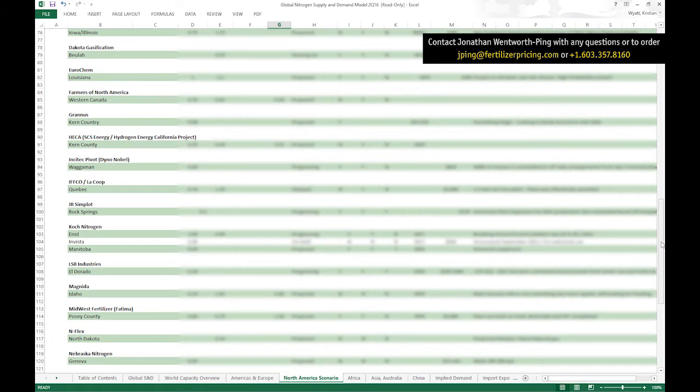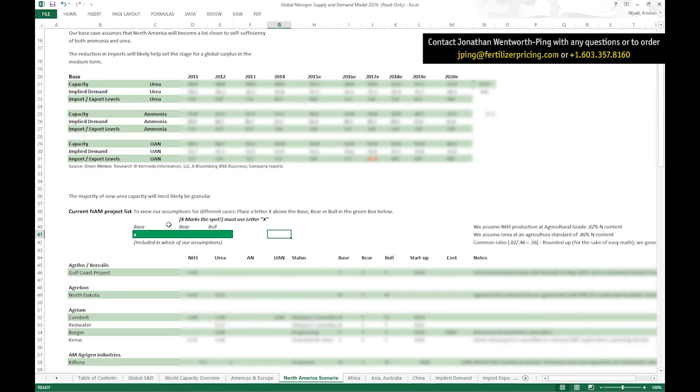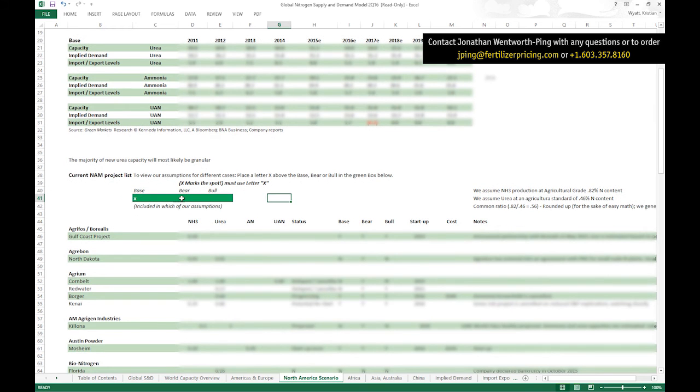And then there's some scenarios driven from what we've just seen in the previous slide as well. The good thing about this is that you can make your own scenarios as well, depending on whether you think it's a base case or a bear or a bull market. I'll give you an example. This is not live, but if it was live, you click on bear, and for example here for this plant, it would be included in a bear market, but in a bull market, it wouldn't be included. So this is each project.